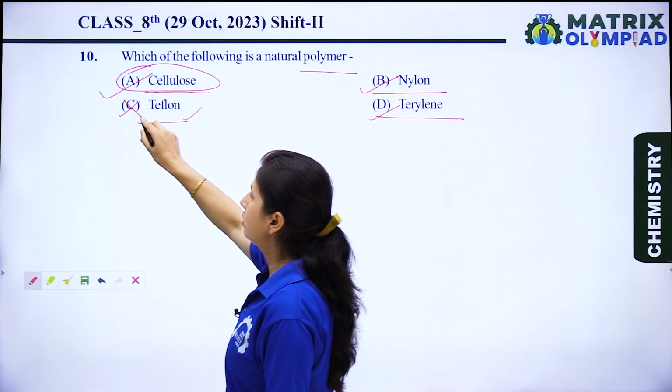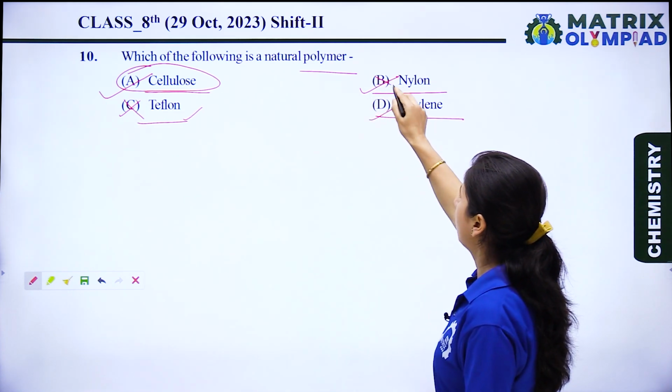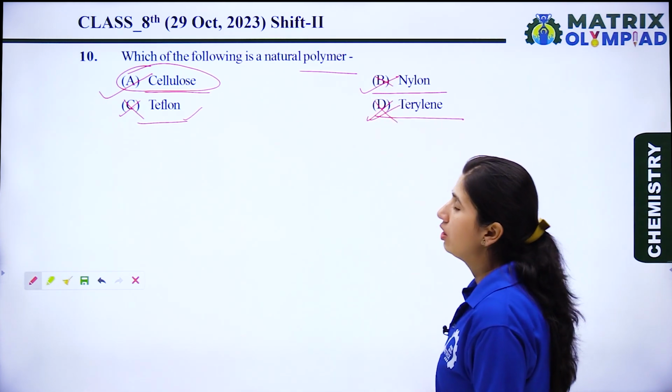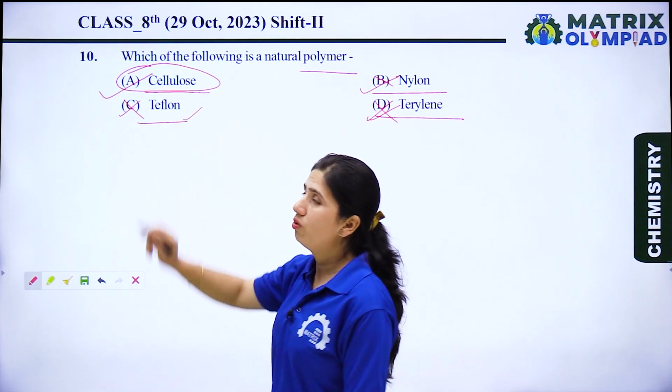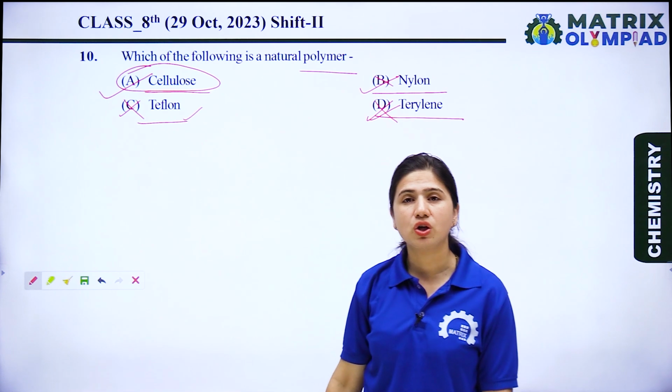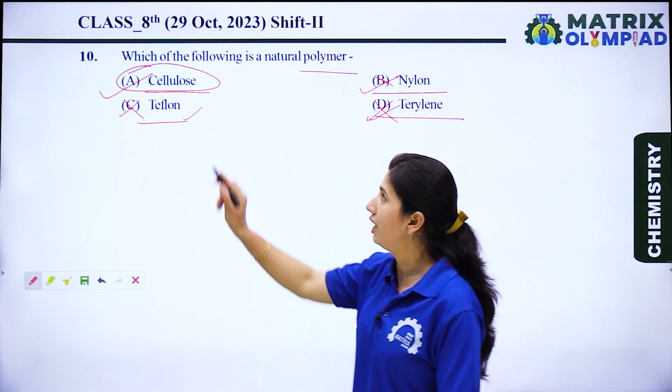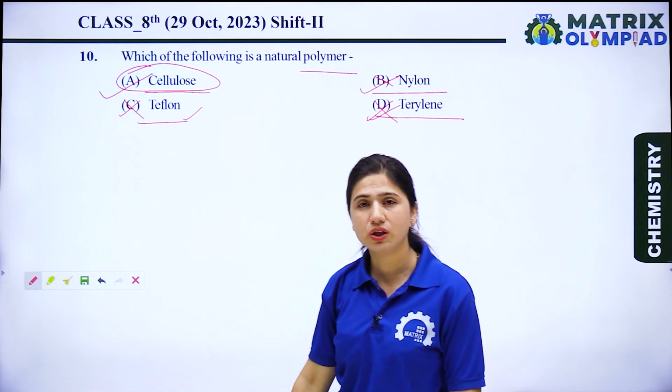Option C, Teflon, option B, nylon, and option D, terylene, are all synthetic polymers, but cellulose is a natural polymer which is obtained from the plant. So option A is the right option for this question.